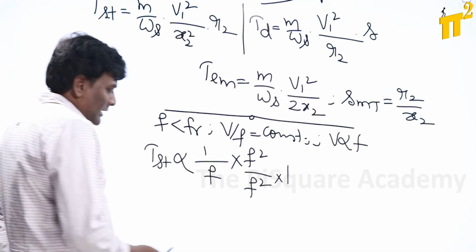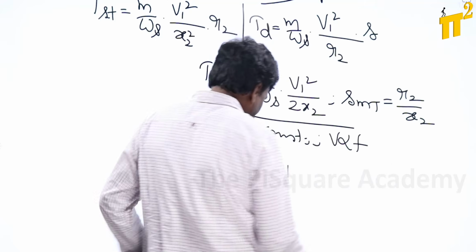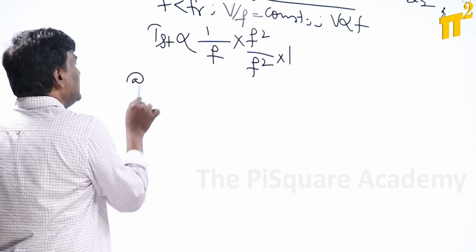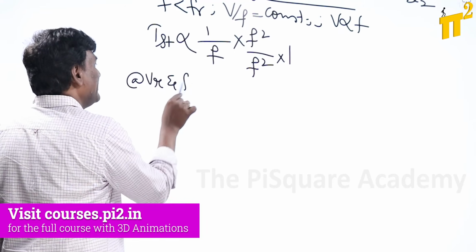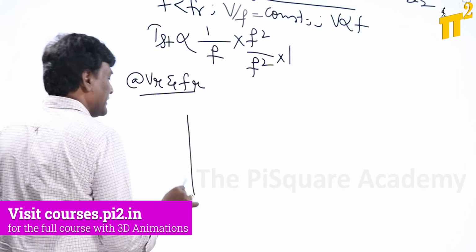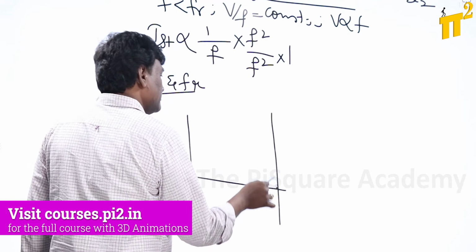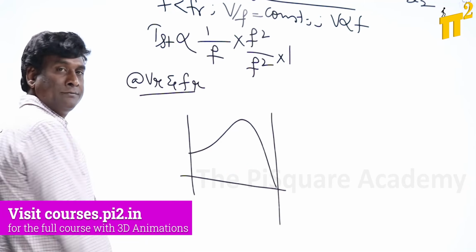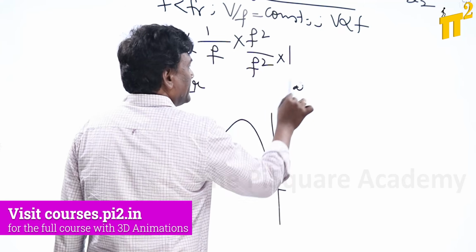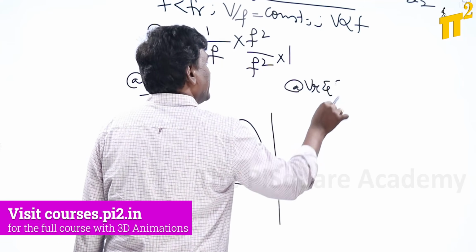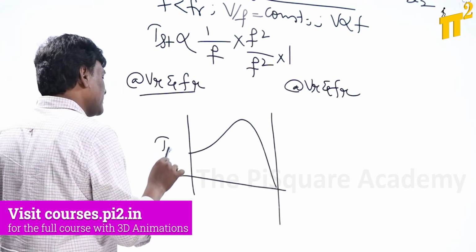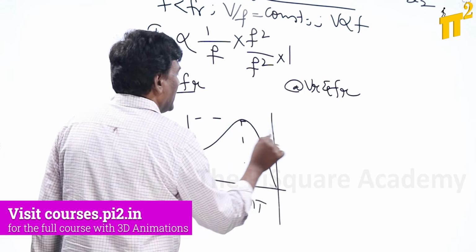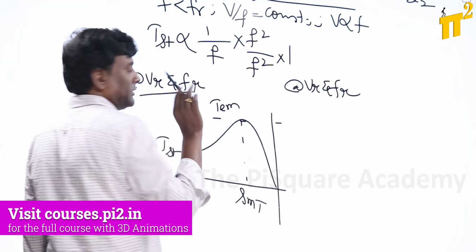Now let me think of rated voltage, rated frequency. At rated voltage and at rated frequency, if you try to draw the characteristics, this is V rated, F rated. We got this as the starting torque, we got this as the slip at which maximum torque occurs, and we got this as the pull out torque.